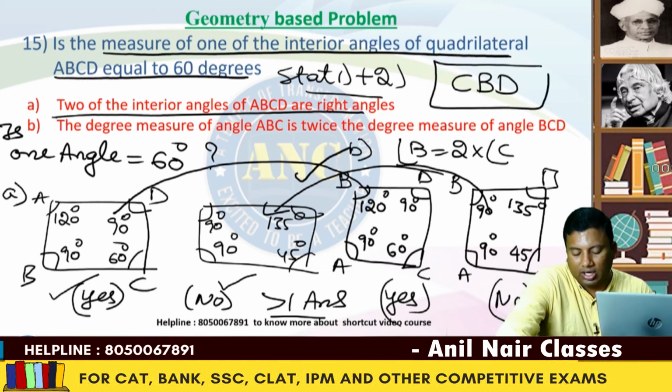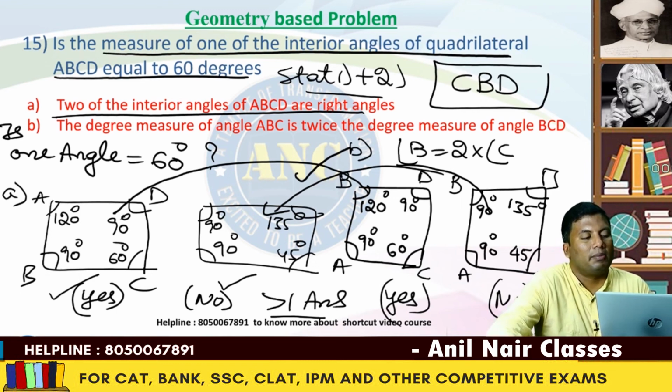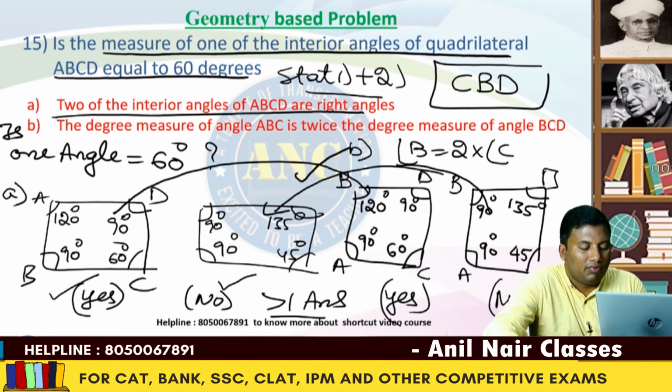Cannot be determined uniquely, because two diagrams are there. One diagram has angle 60, one diagram does not have angle 60. So the answer for this question is cannot be determined. You should know this. You don't directly take 60 and 120.